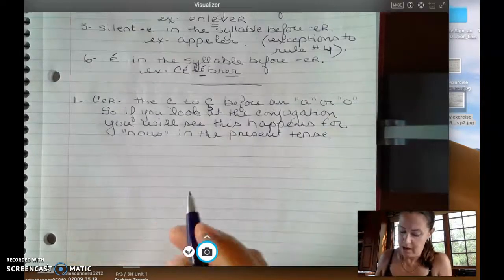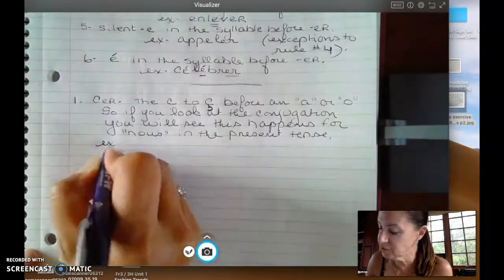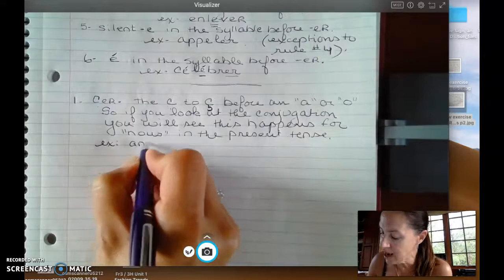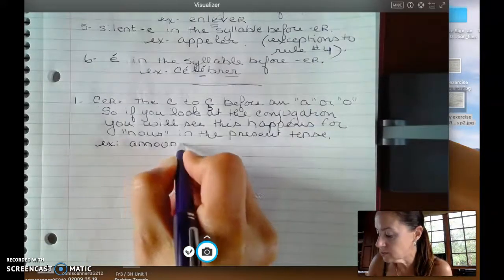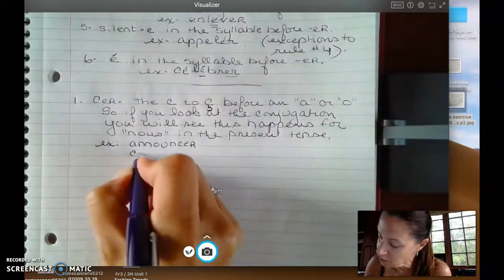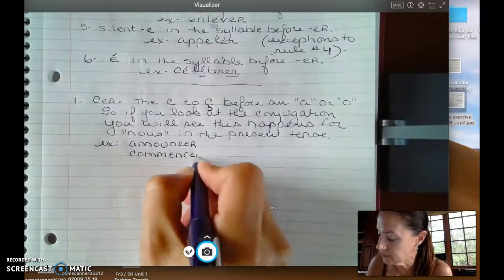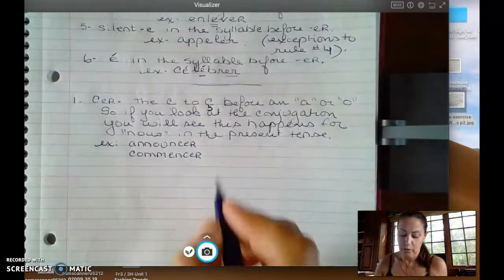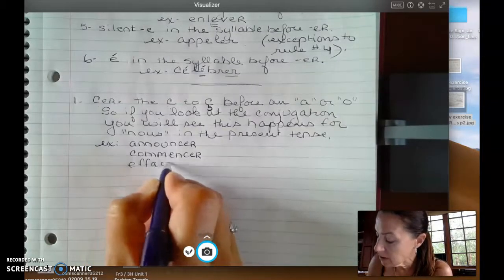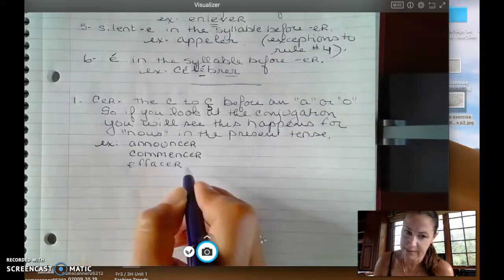Let me look at my notes. Okay, so let me give you examples here of different verbs that you're going to encounter. We have the verb annoncer, which is to announce. We have commencer, which is to start. Effacer, which is to erase.